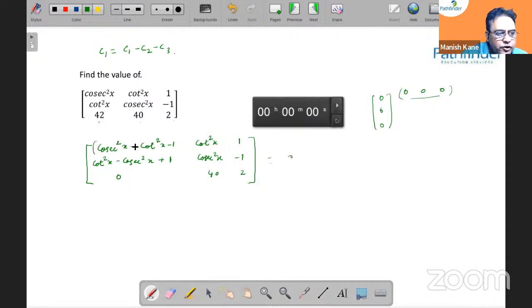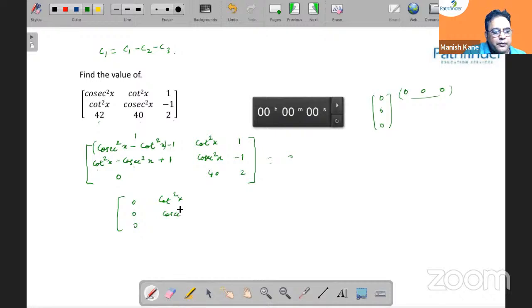Now you know that cosec square x minus cot square x is 1. So 1 minus 1, the first element will be 0. So cot square x minus cosec square x will be minus 1. So minus 1 plus 1 will also become 0. So all 3 elements in the first column become 0.